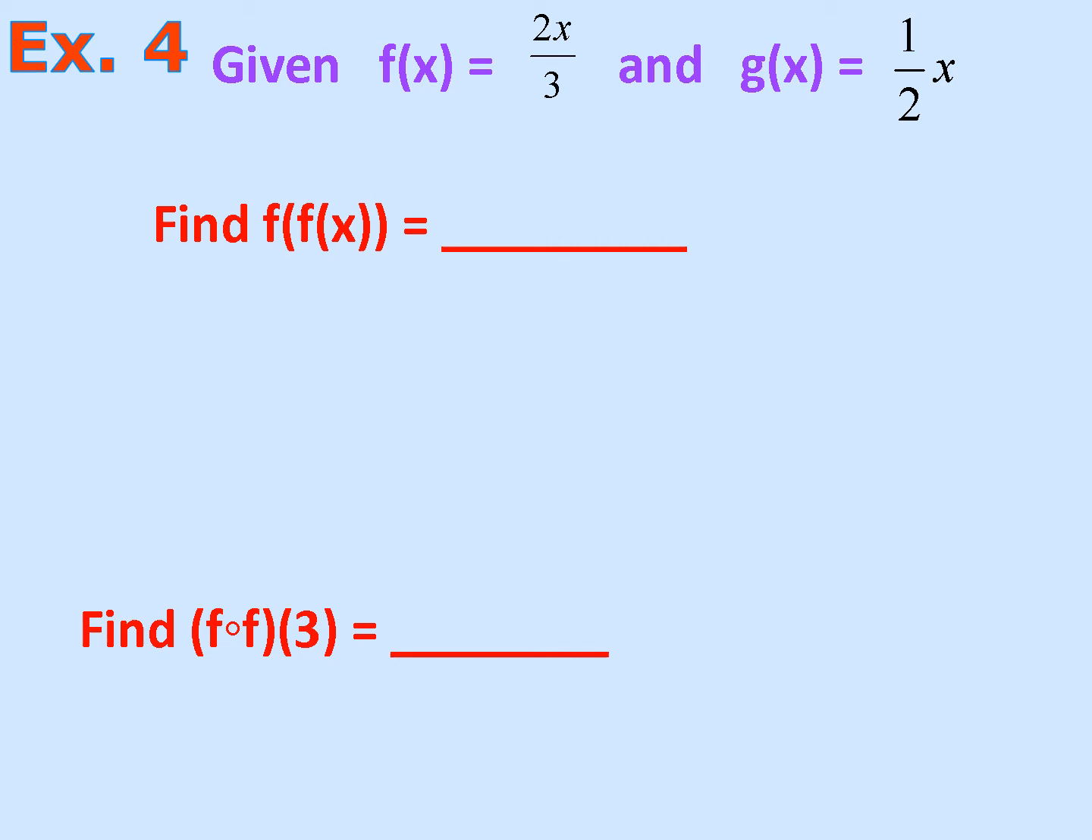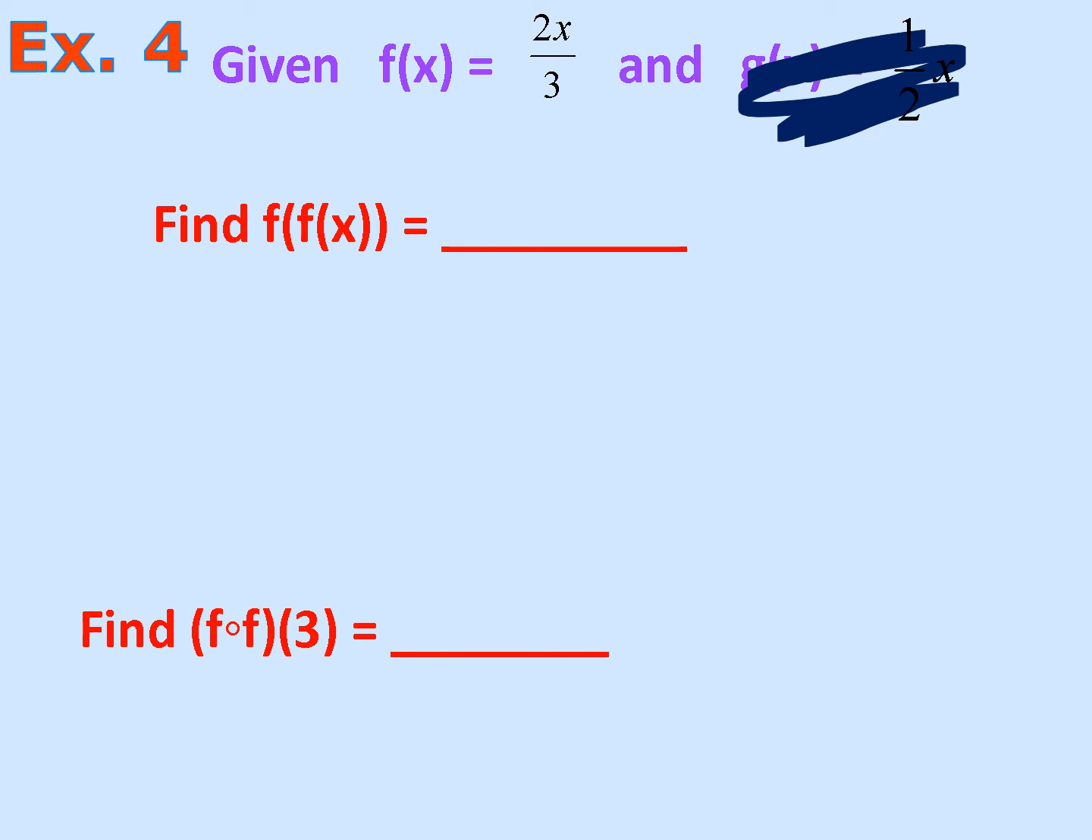All right, now let's look at given f of x equals 2x over 3 and g of x equals 1/2 x. I want you to find f of f of x. So looking at this right here, does this problem even ask for anything about g? No, it does not. So I'm just going to cross it out. It's just put there to see if it can trick you.